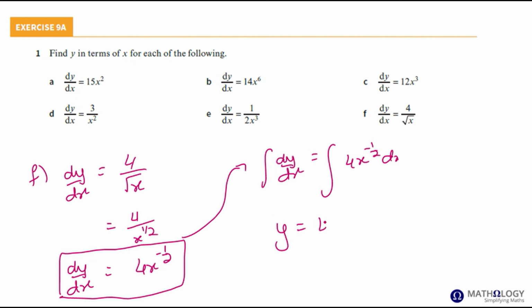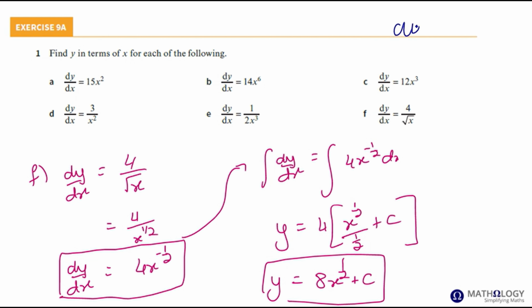y equals 4 times x to the minus a half plus 1 is x to the half, and we divide by a half and add the constant of integration. y equals 4 divided by a half is the same as 4 times 2, which is 8, x to the half plus c.